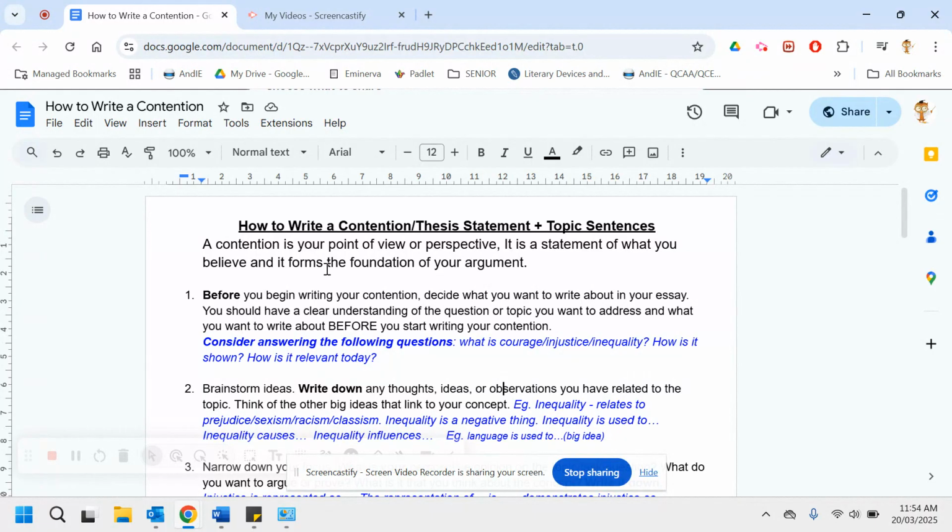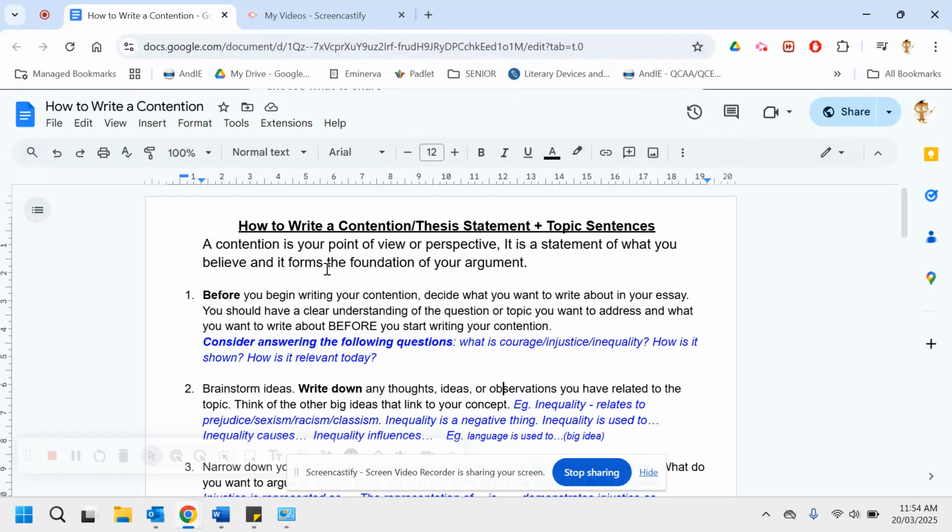Okay, so remembering that our concepts for 2025 this year, and they may change in the future, but regardless, I'm going to work with those concepts for today. The concepts are courage, injustice, or inequality. So essentially, your thesis statement or your contention is around what you think about that concept.